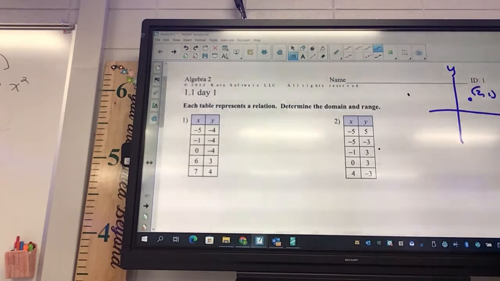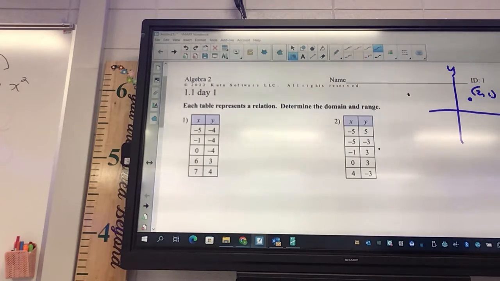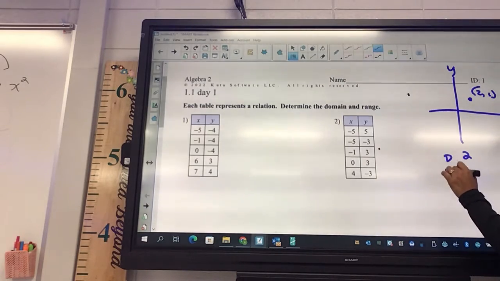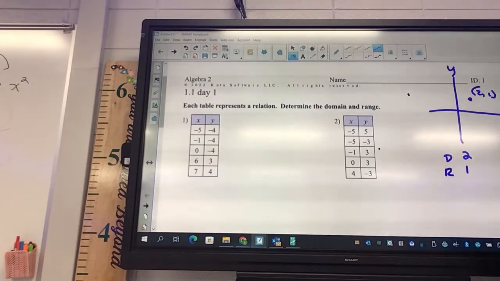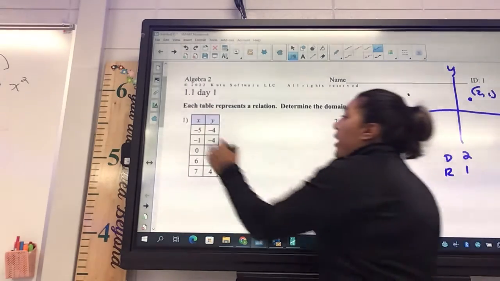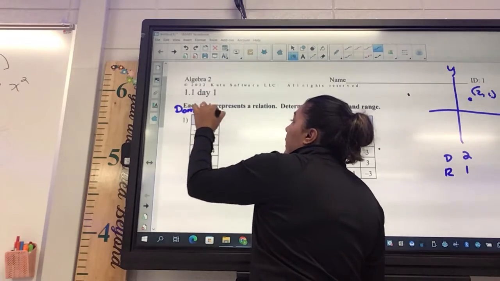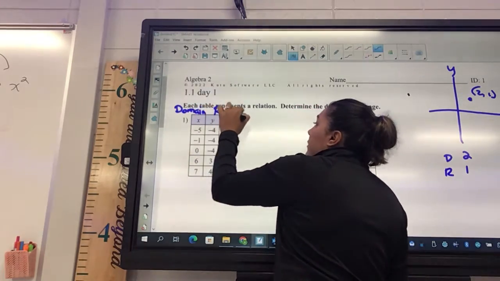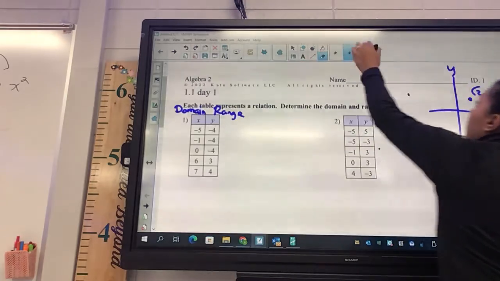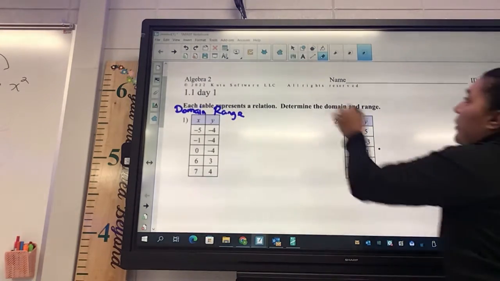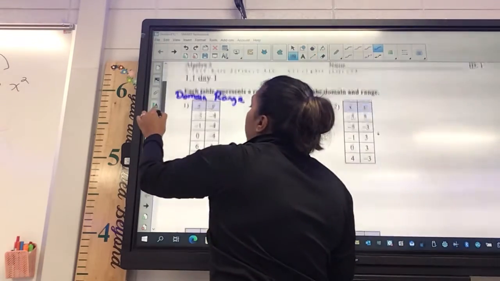You guys don't need to write this down. If it's at 2, 1, the domain is going to be 2, and the range would be 1. The domain is always the x values, and the range is the y values. All we have to do, and you guys are like, oh, this is really easy.